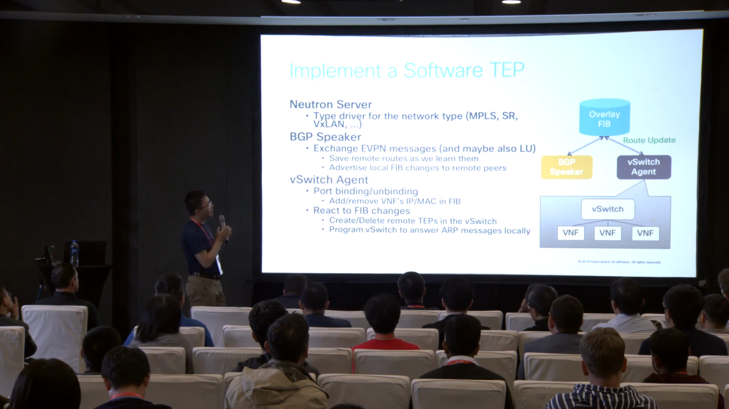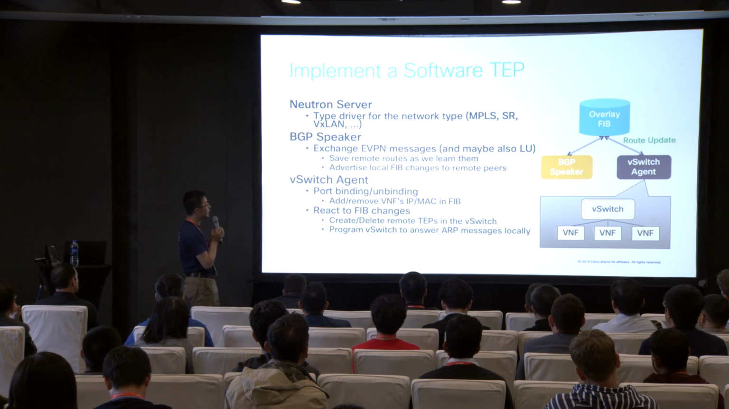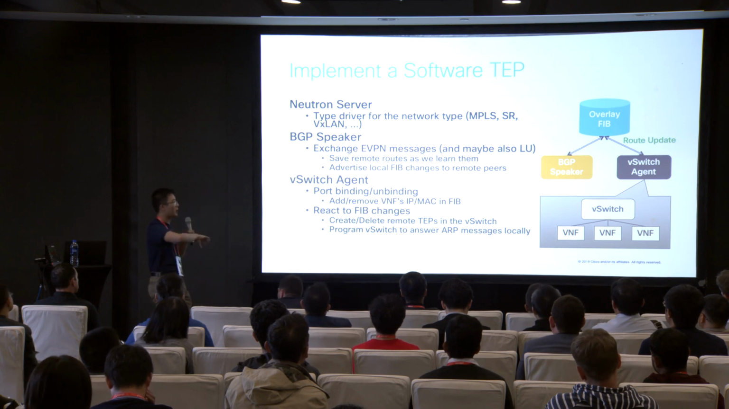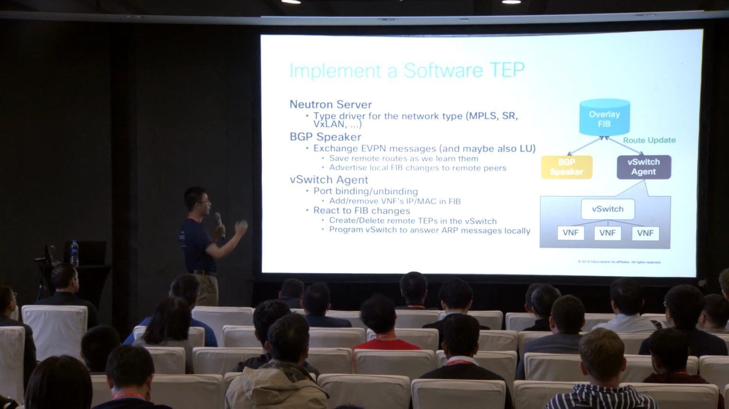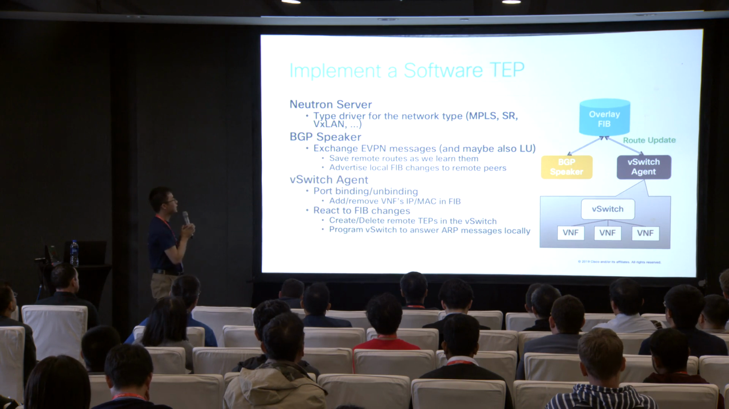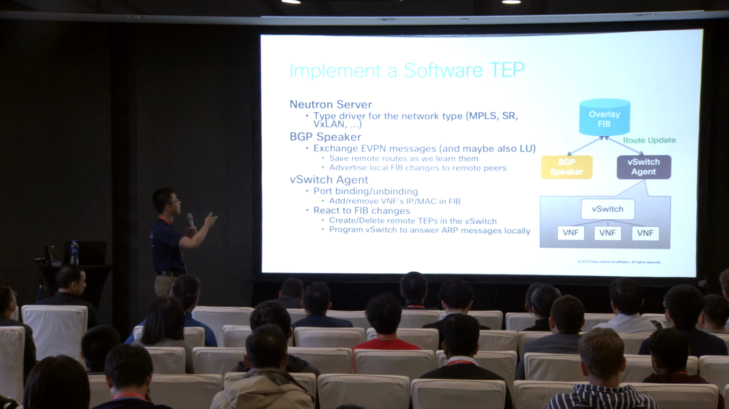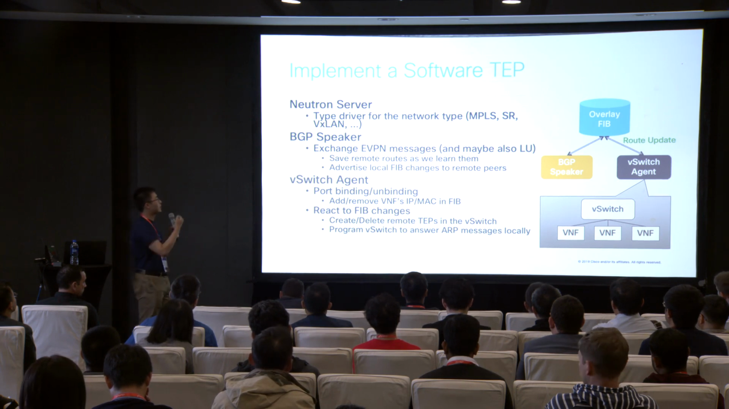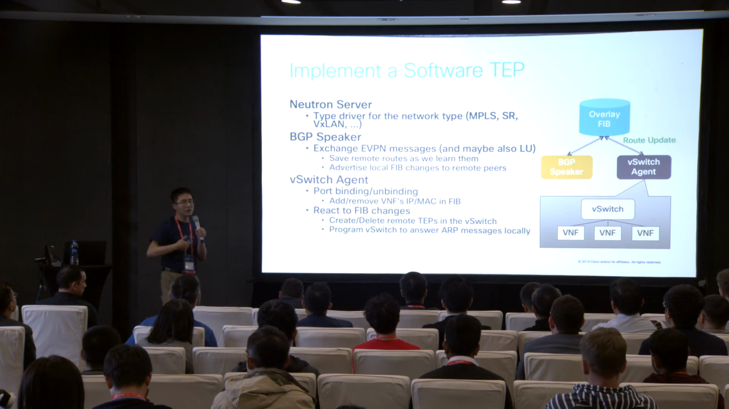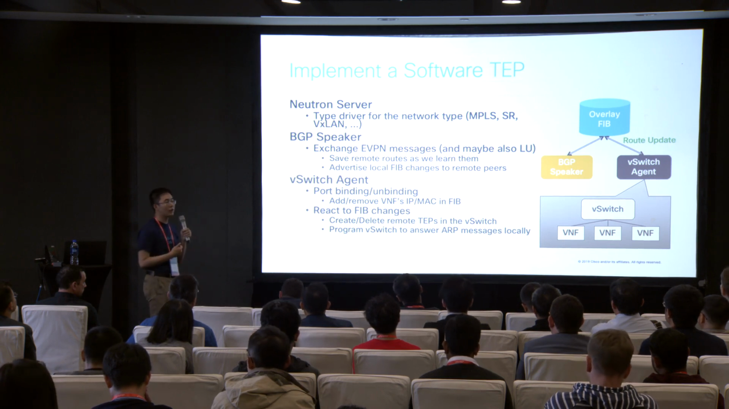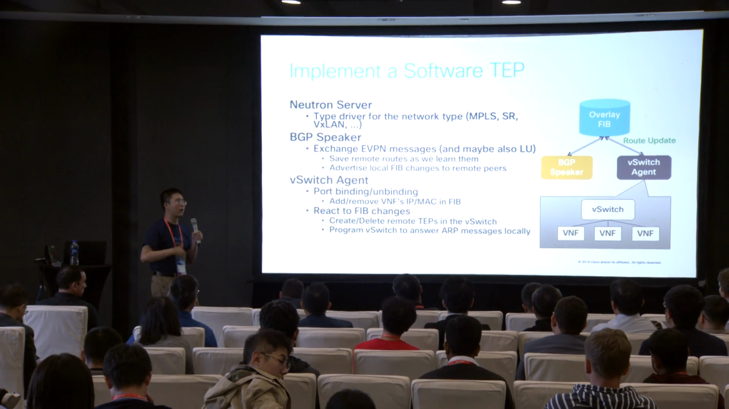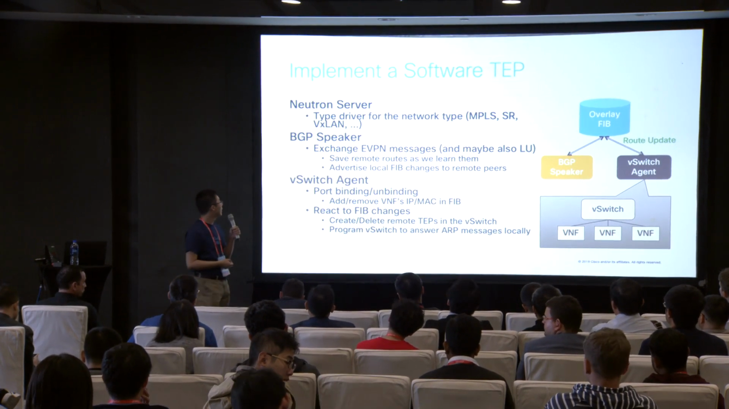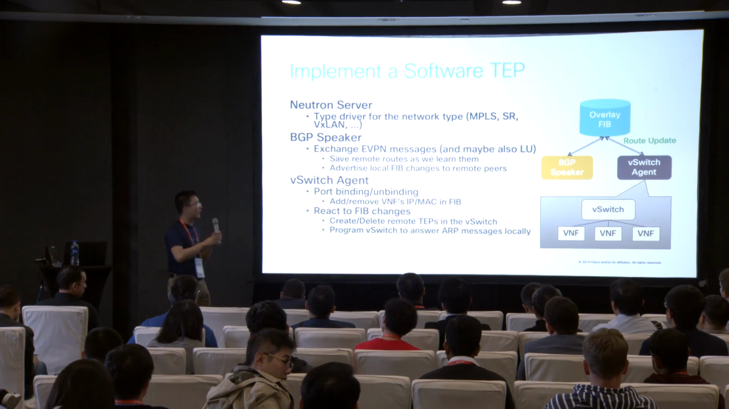And then we have an overlay FIB. That's a key-value database, and we need this database sitting in the center because it interacts with both the BGP speaker and our vSwitch agent, basically our control plane and data plane. On the control plane, the BGP speaker can exchange the EVPN messages, and maybe also LU in the case of SR. They save the remote routes into the FIB and also advertise the local changes to the remote peers, exchanging the overlay information. So we learn if something happens remotely, or advertise when something happens locally. Basically a bi-directional exchange.